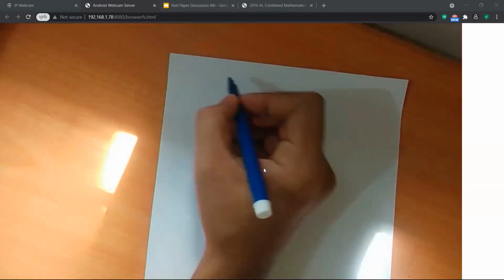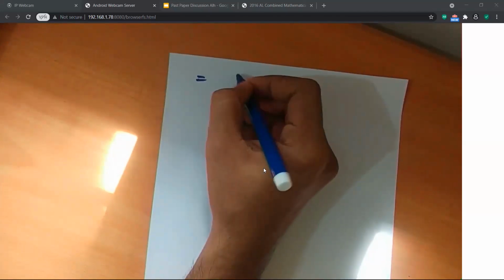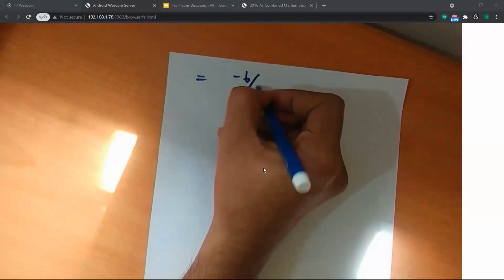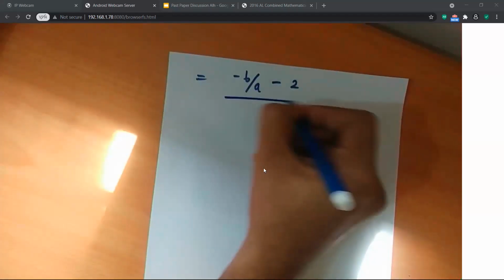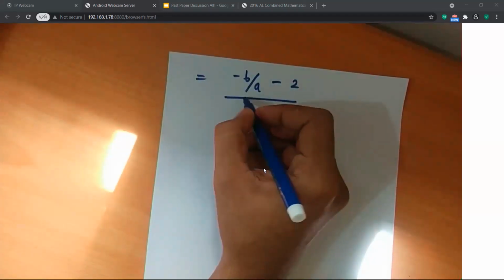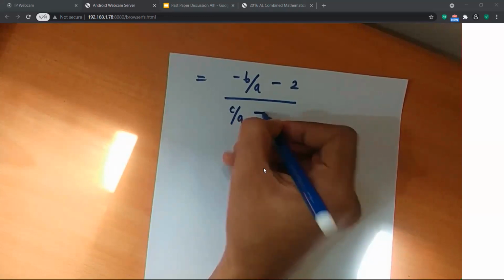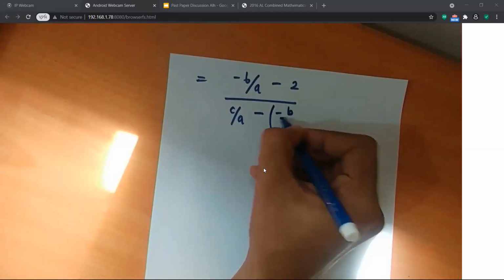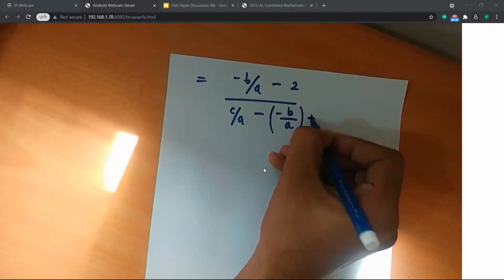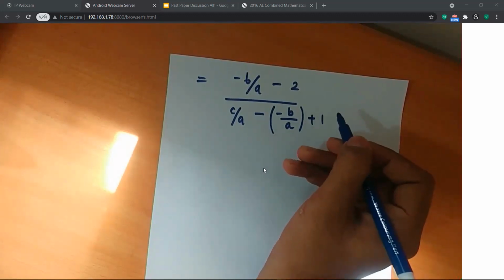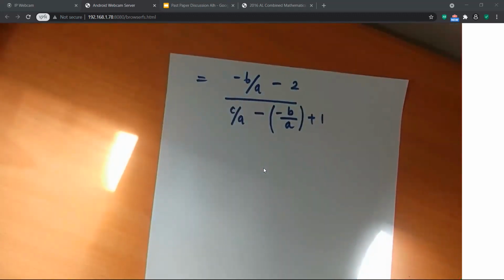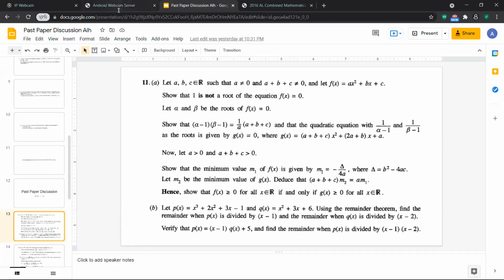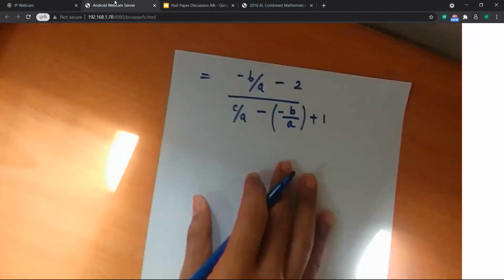So this is equal to alpha plus beta, minus b over a, plus minus 2, divided by alpha beta, c over a, minus alpha plus beta, minus b over a, plus 1. Now, always when you're simplifying, look at the answer as well, what we need to get. So it's a plus b plus c. You can see there's a plus b plus c and all that stuff. So remember, look at the answers as well before getting there.